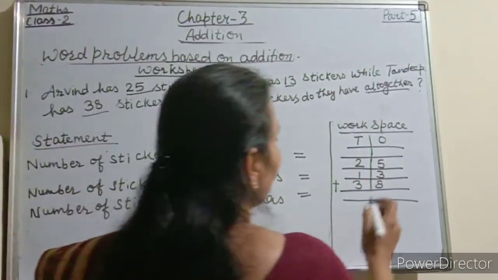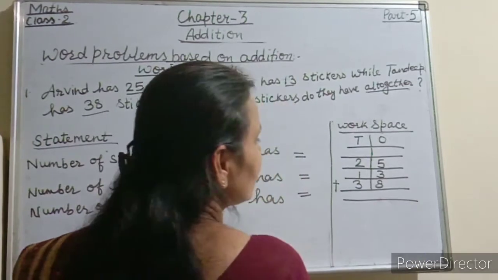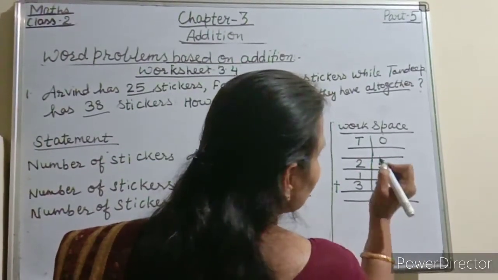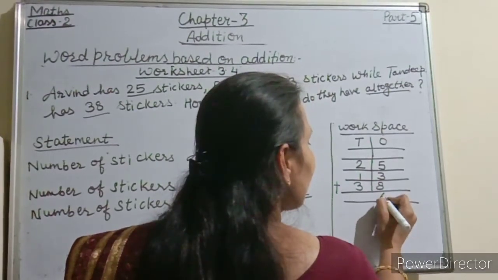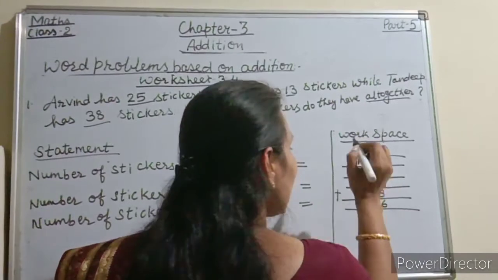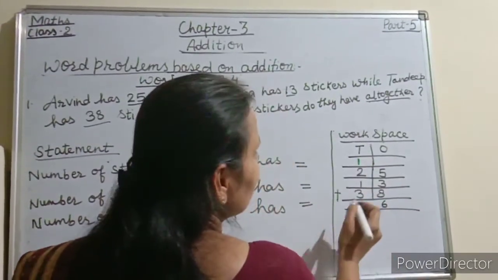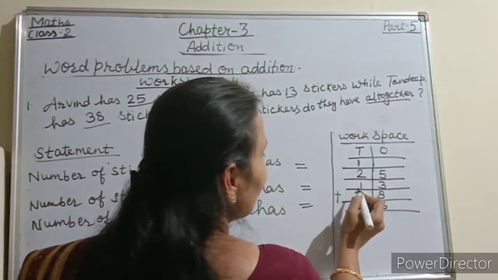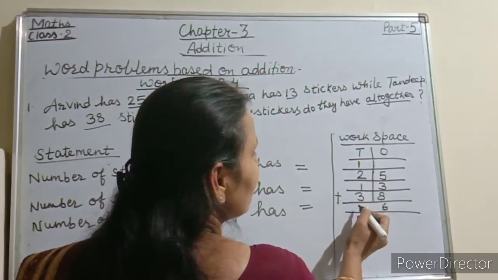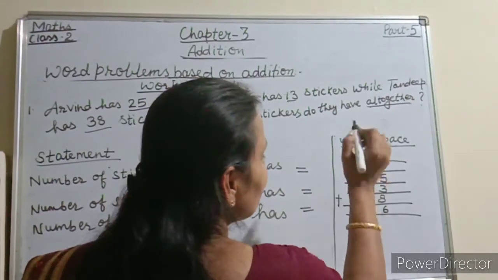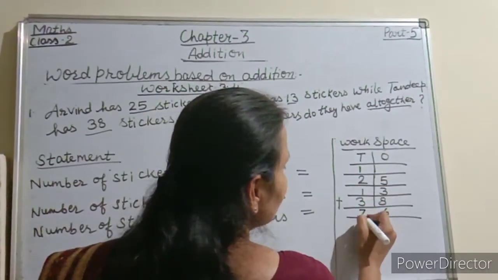See, 5 plus 3. Very good. 8 and 8 plus 8, 16. So here we will write 6. Carry 1. Here we will write at the tens place. Now add these numbers. 2 plus 1 plus 3. So 2 plus 1, 3, 3 plus 3, 6 and carry over 1. This one we will add. So it will become 7.